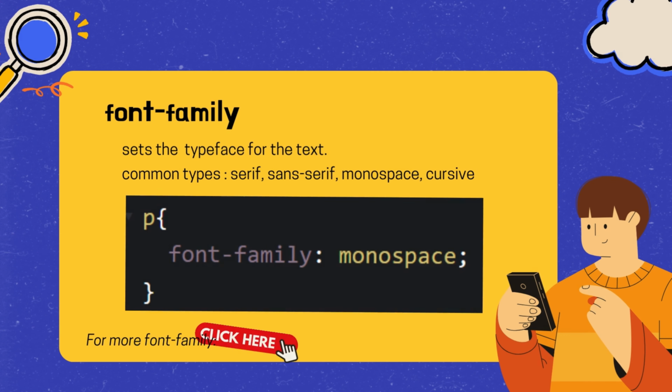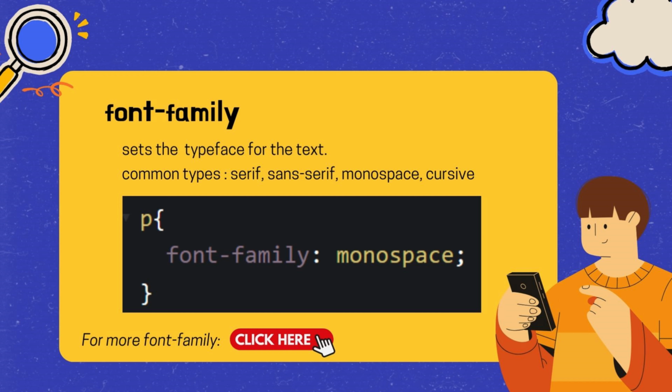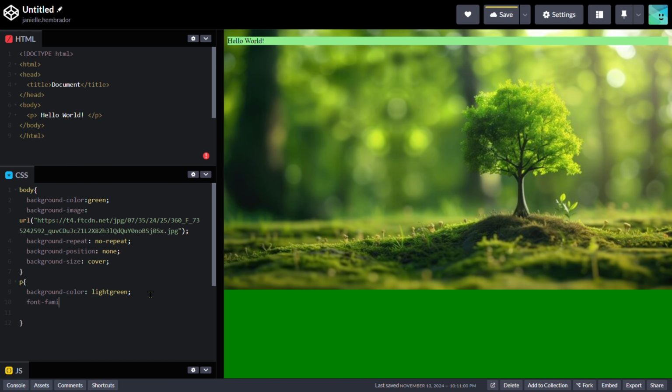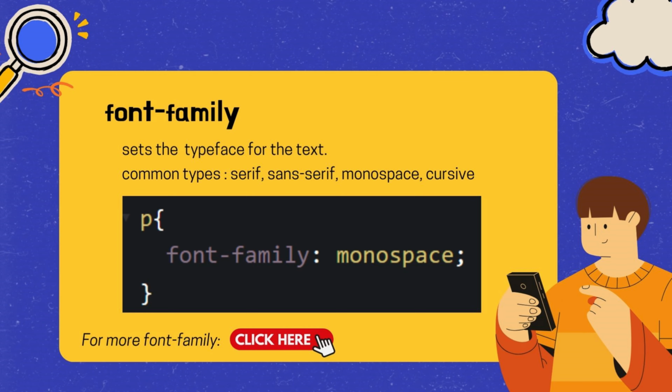First property is font family, which sets the typeface for the text. The common types to change the value to style are serif, sans serif, monospace, and cursive. For more common types of font, kindly click here.